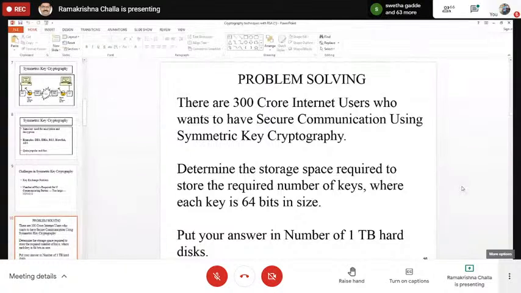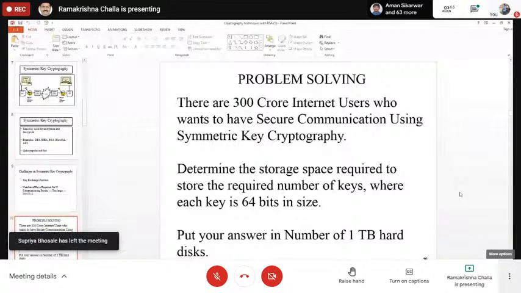If anybody has any doubt, you have my mail ID. Even Dr. Sangram has it. You can talk to me on email, or on my mobile phone also. You can also exchange on WhatsApp. And I would like to listen to you. This is a very simple question, but an interesting question. Why symmetric key cryptography? This is a challenge.